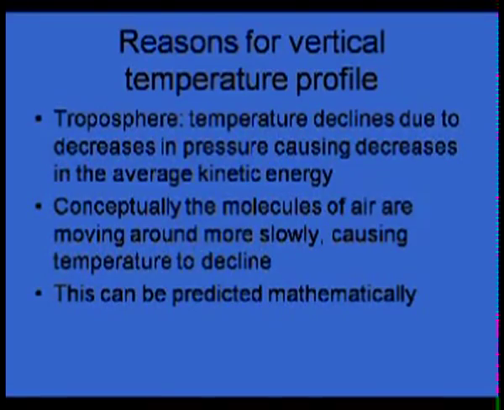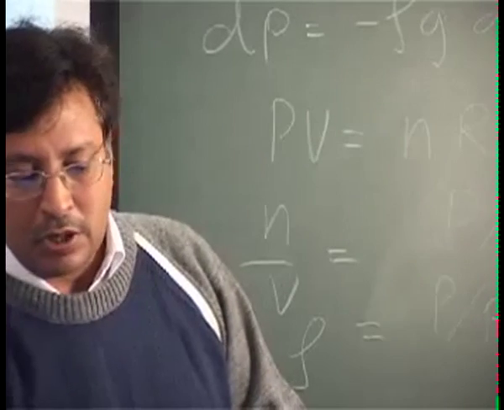In the troposphere, the temperature declines due to the decrease in pressure that we have discussed, causing a decrease in average kinetic energy. Conceptually, the molecules of the air are moving around more slowly, causing the temperature to decline. This can be predicted mathematically, that we will see later on in this course, but not now.